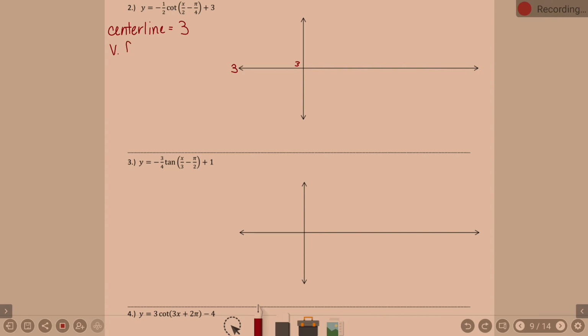Okay, we're going to vertically flatten by a factor of 1/2. This means instead of stretching away from the x-axis, it's going to be pulled closer to the x-axis. Again, I'll try and demonstrate. What else should we talk about while we're there? Okay, there's a negative in front of that 1/2, so there is going to be a reflection. That is going to be a reflection across the x-axis.